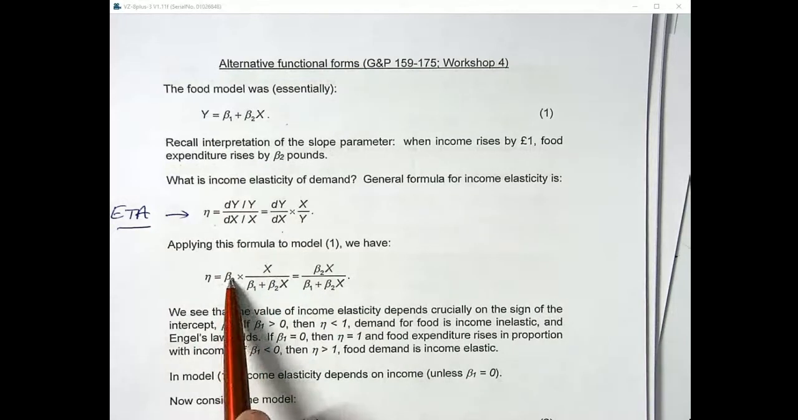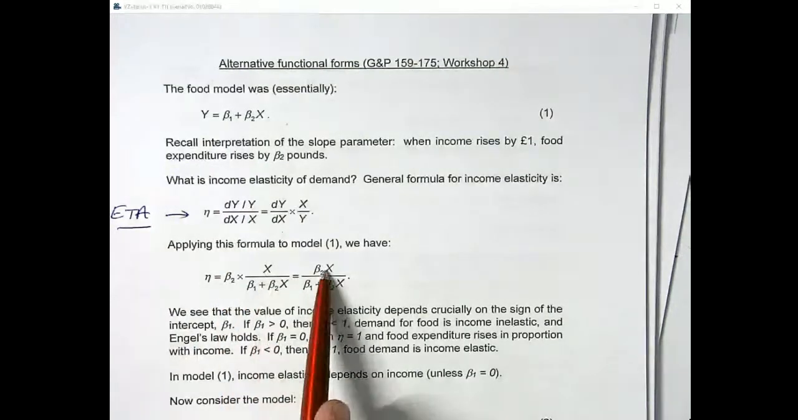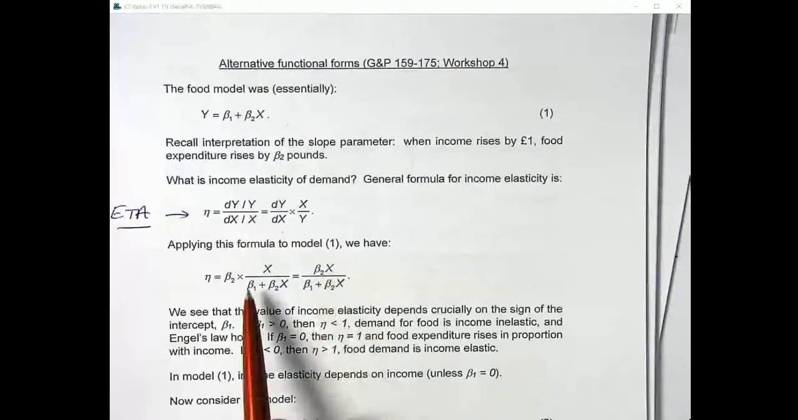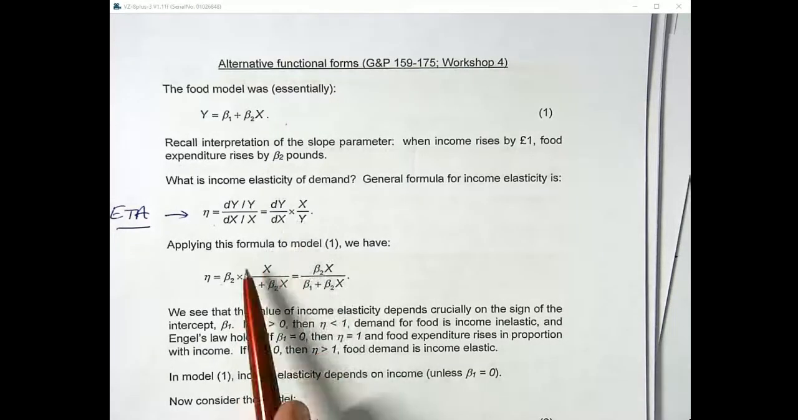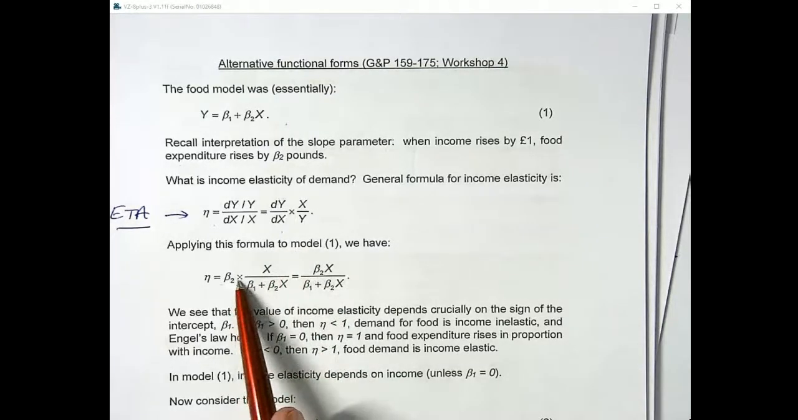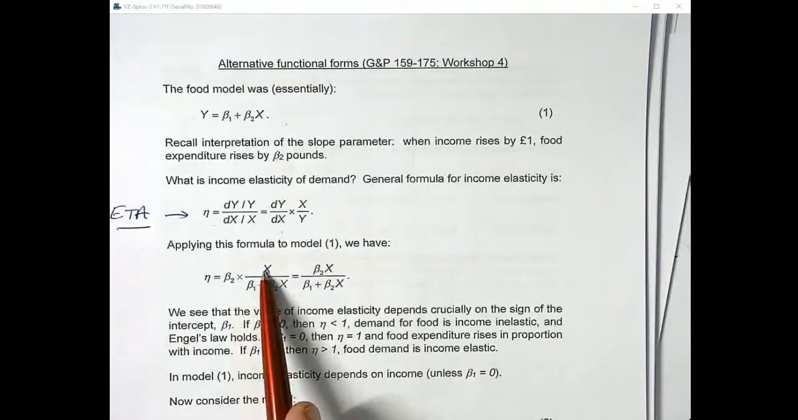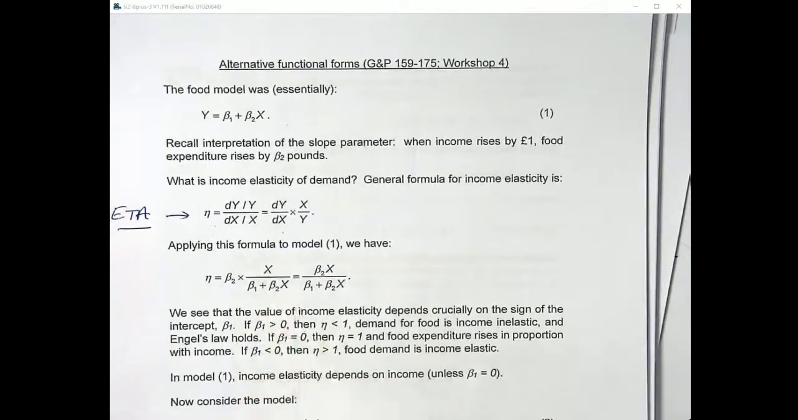Now we can simplify this because we can put the beta 2 there. Notice that's not an x, it's a times symbol. What's the difference between an x and a times symbol? The times symbol is symmetric. The letter x is not symmetric. That's a very small point. So the income elasticity of demand for food is beta 2x over beta 1 plus beta 2x.